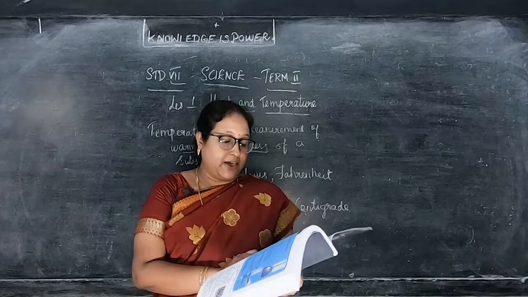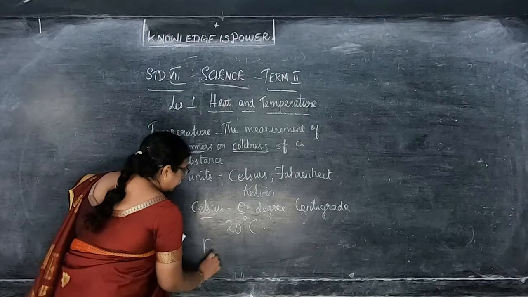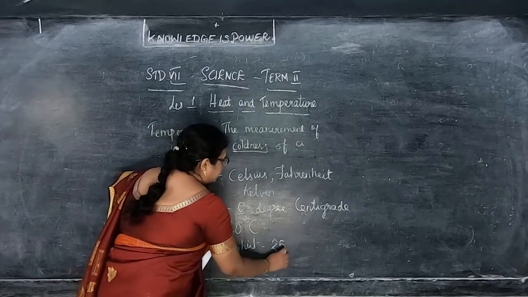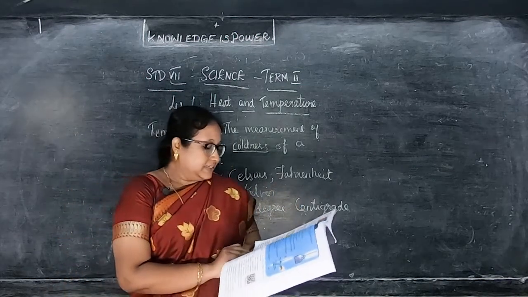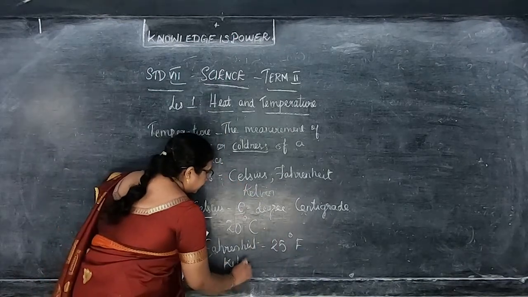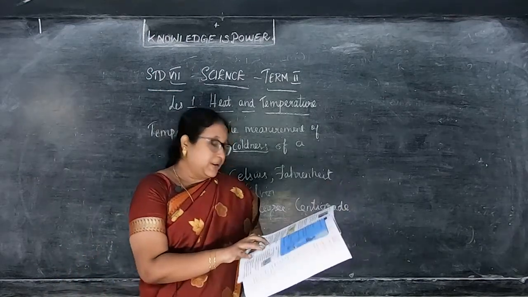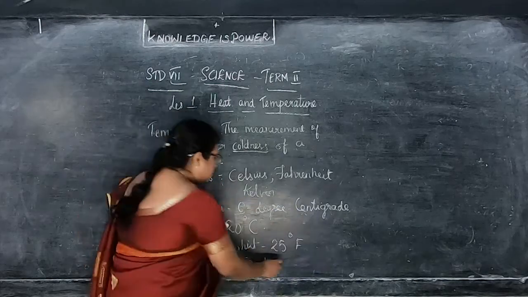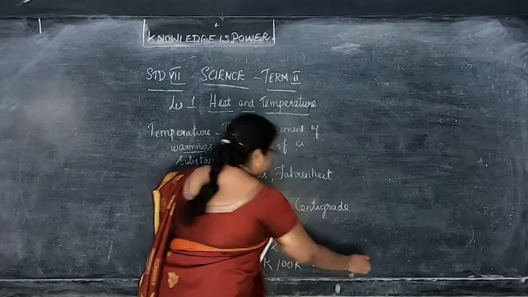Then Fahrenheit. Fahrenheit is written as F. For example, 25 degrees Fahrenheit. Okay, so how will you write? 25 degrees Fahrenheit. Next is Kelvin. Kelvin is written as K. For example, 100 Kelvin. The SI unit of temperature is Kelvin, which is K.